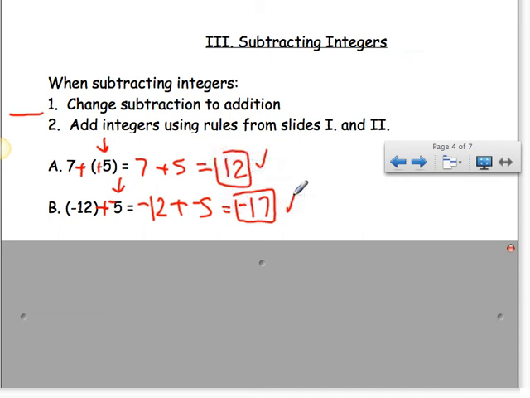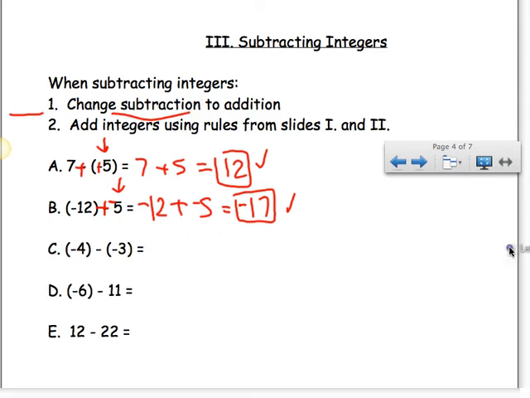I'd like you to stop the video here, and now you try, remembering that the first step is to kill the subtraction, and then to find the sum after you've turned it into an addition problem. Press stop here, press play when you're ready to check your answer.